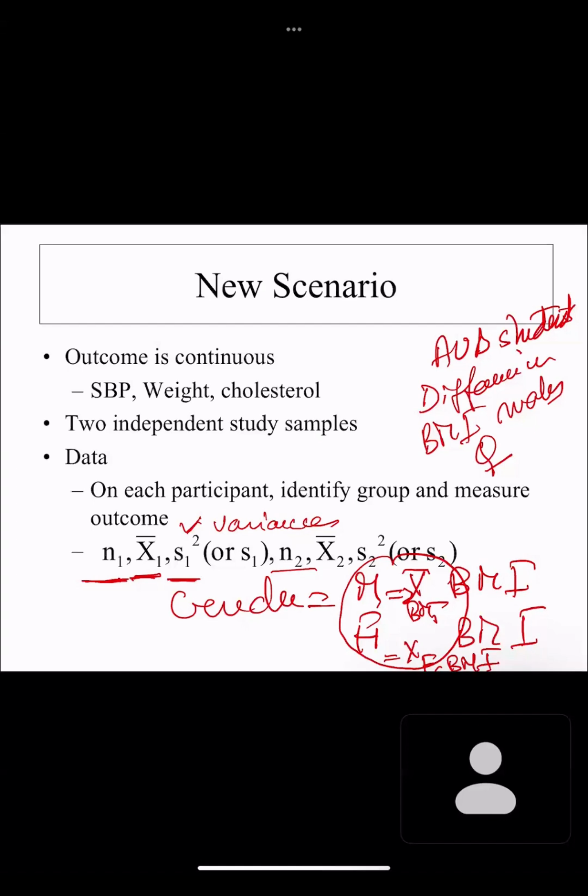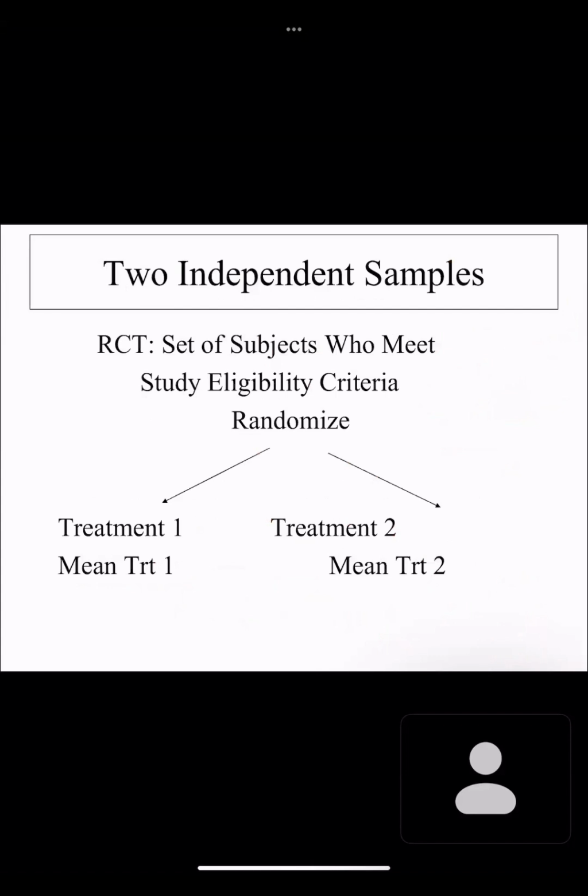You might end up with 600 female and 400 male. These are two independent samples. So N1 is 600, N2 is 400. You collect the data from the male and you collect the standard deviation. So that's the new scenario.